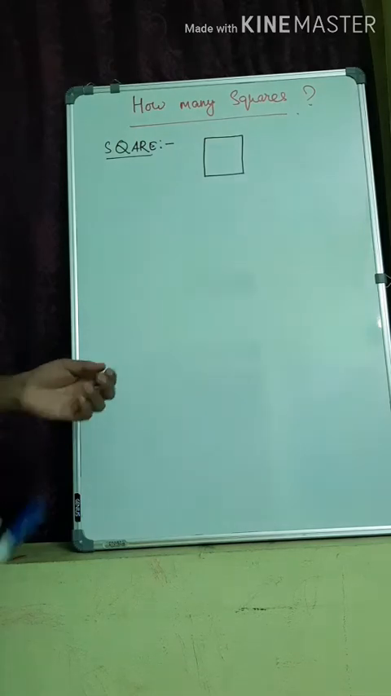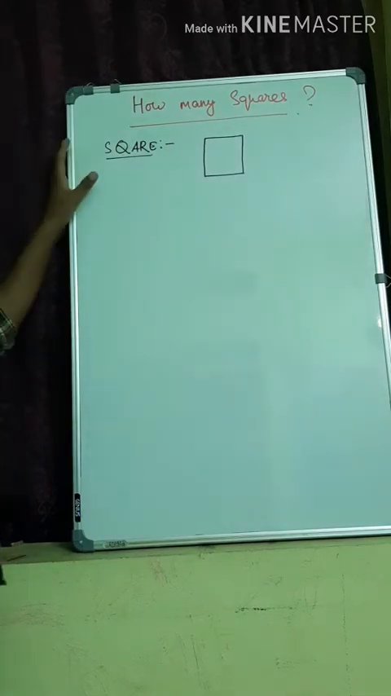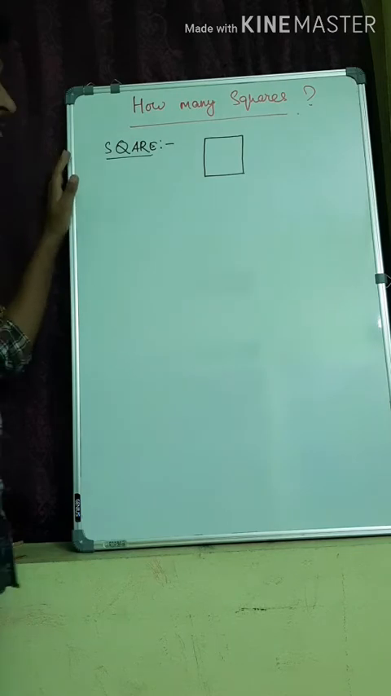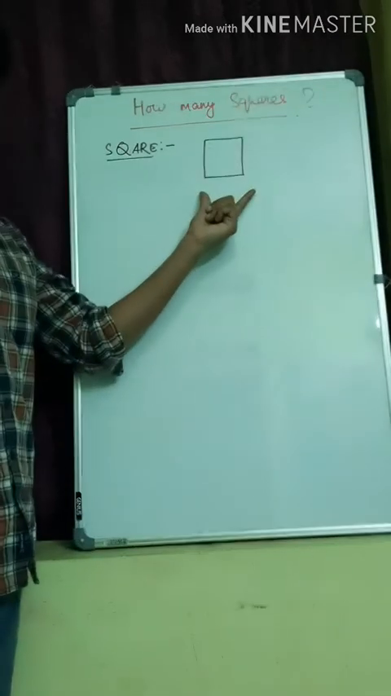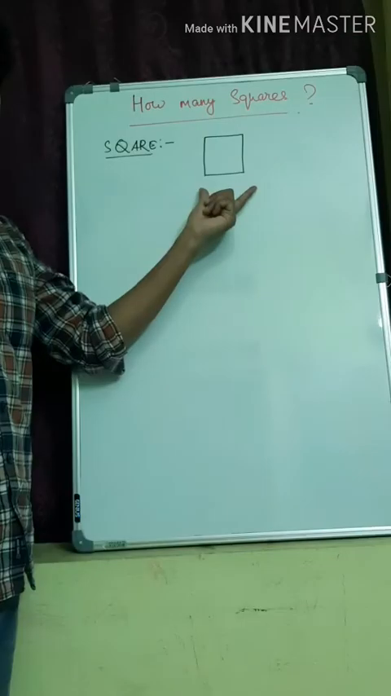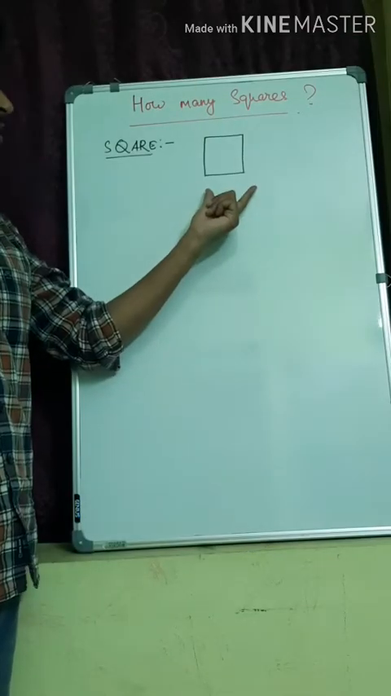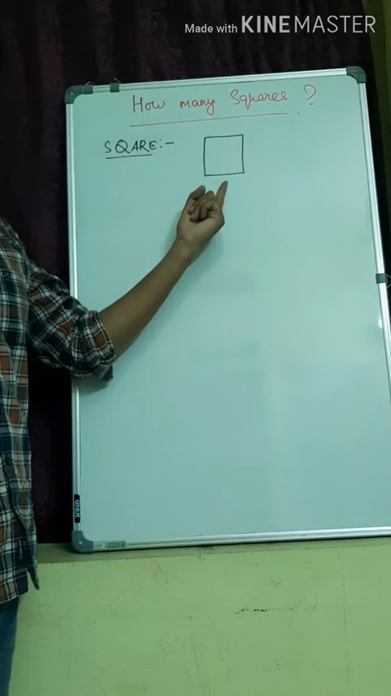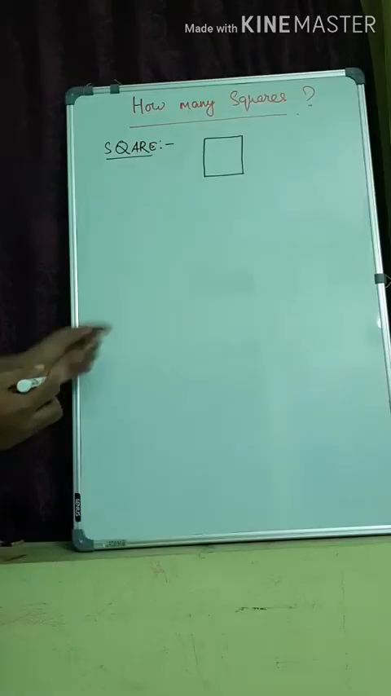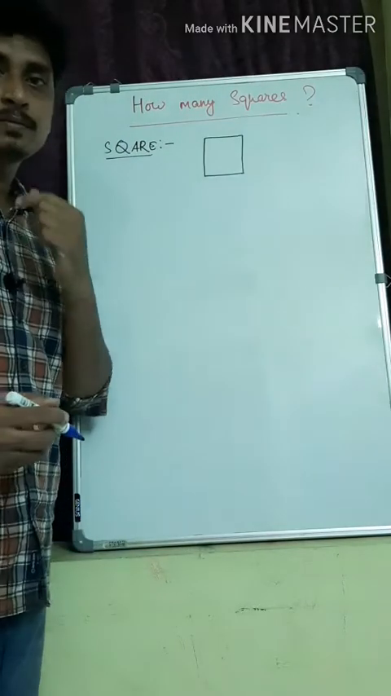So children, let us first see what is a square. A square is a closed figure having four sides and each side is of equal length. Here the topic is how many squares.